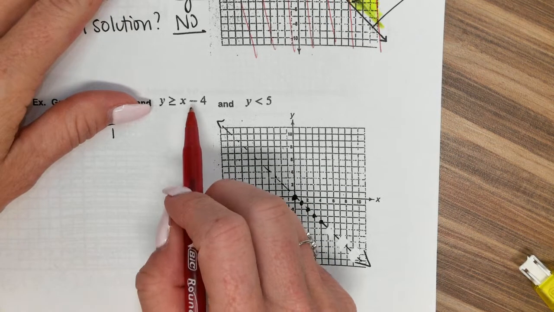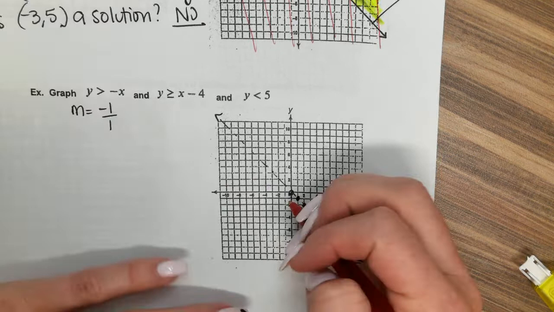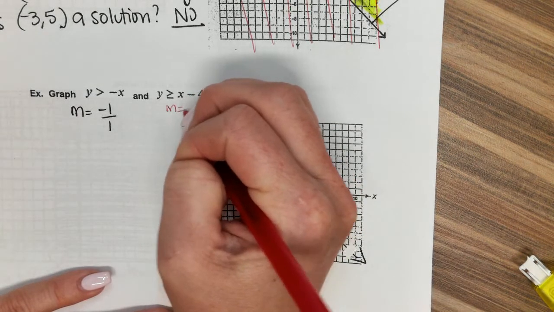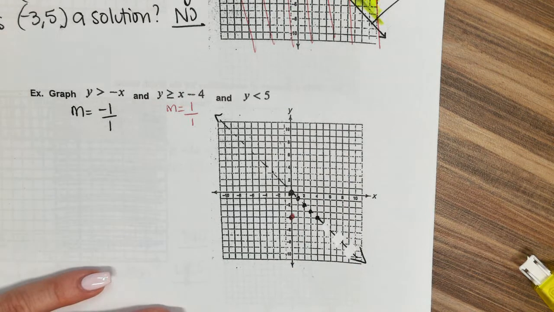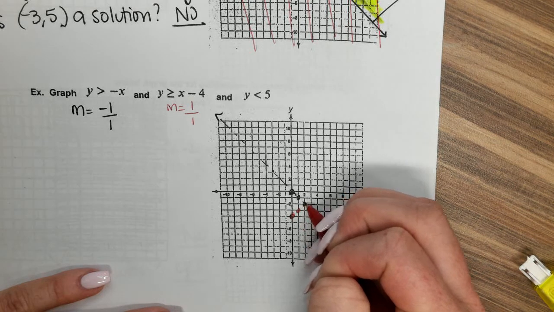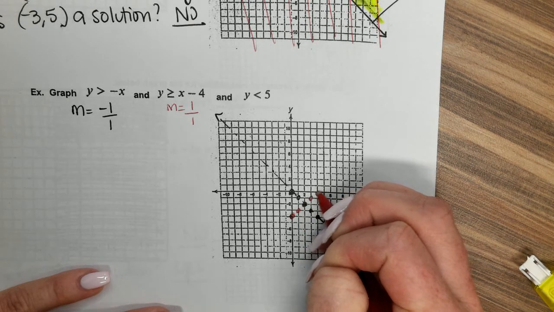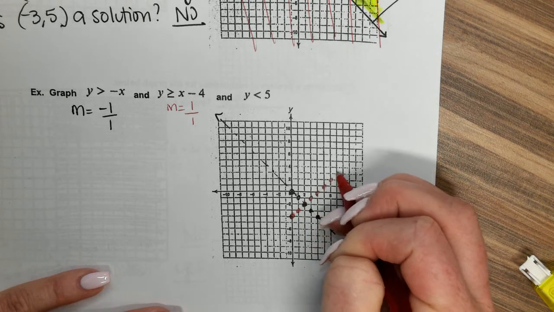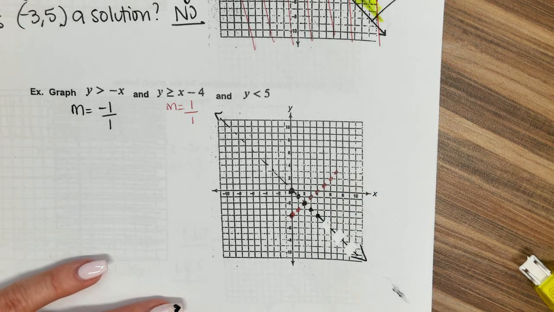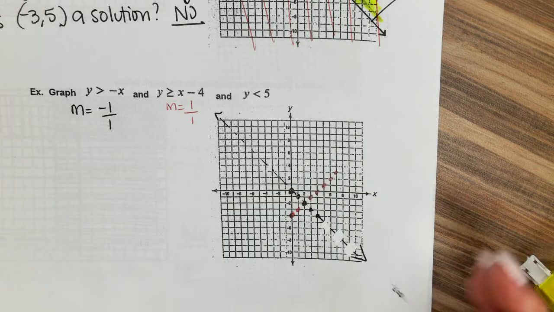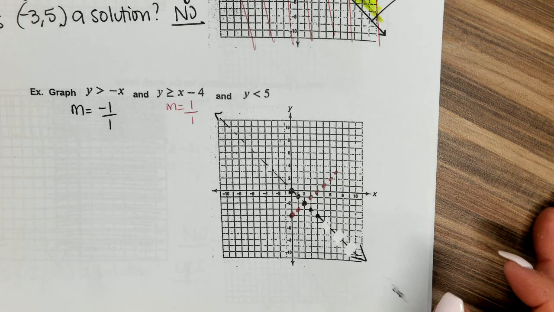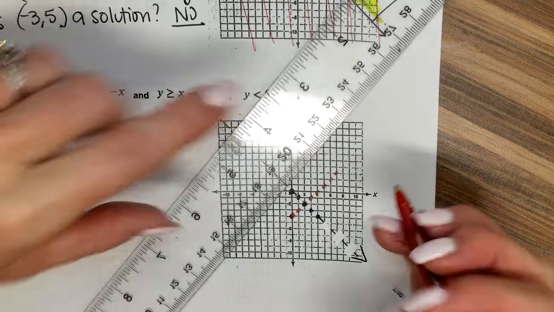What's my starting point? -4. What's my slope? 1/1. So I'm going to go up 1, right 1. Oh, I forgot to shade that one, but we'll go back and do it. All right, solid or dashed? Say it again, solid or dashed? Solid.